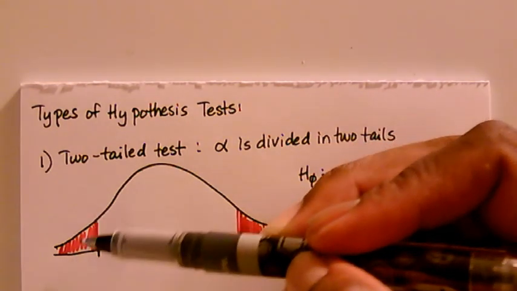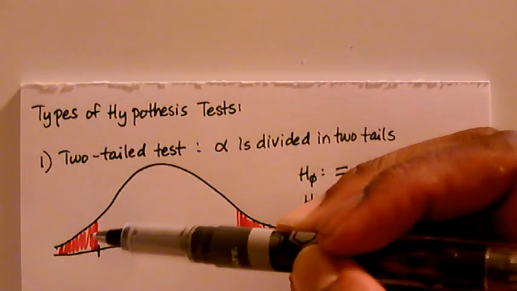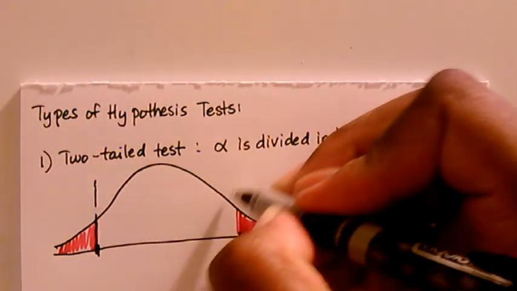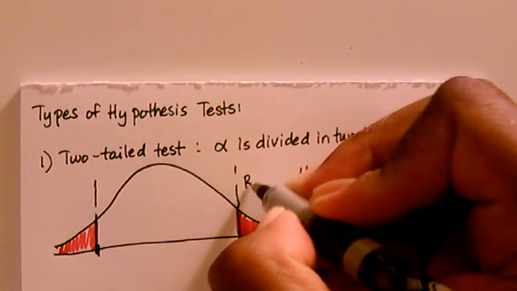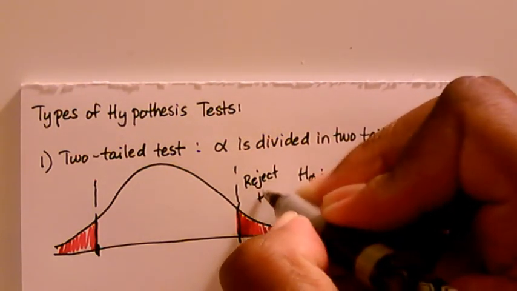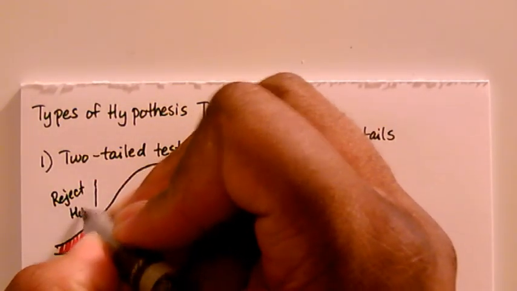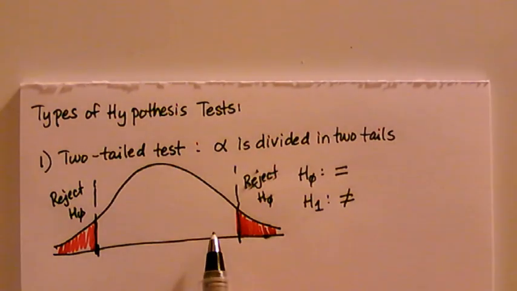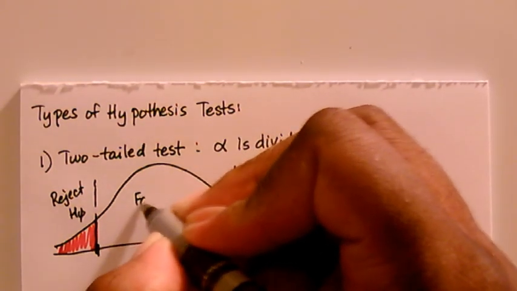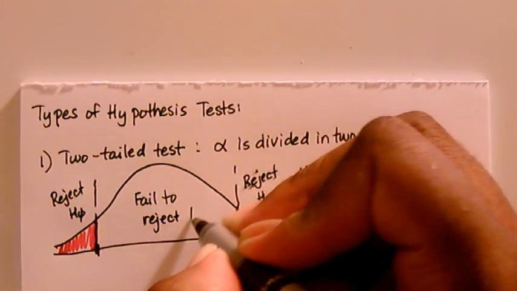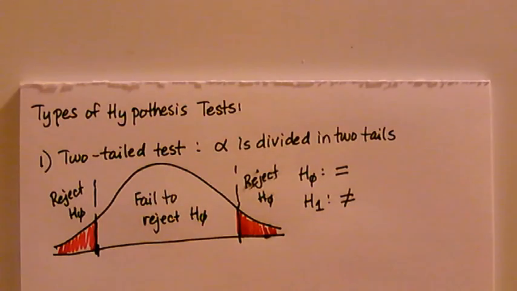Now, what that means is just this. If that test statistic is in either one of those critical regions shaded in red, you reject the null hypothesis. So these are the areas where you will reject the null here, or reject the null here. But if your test statistic is in between the two, you're going to fail to reject the null. Okay, so that's what a two-tailed test looks like.